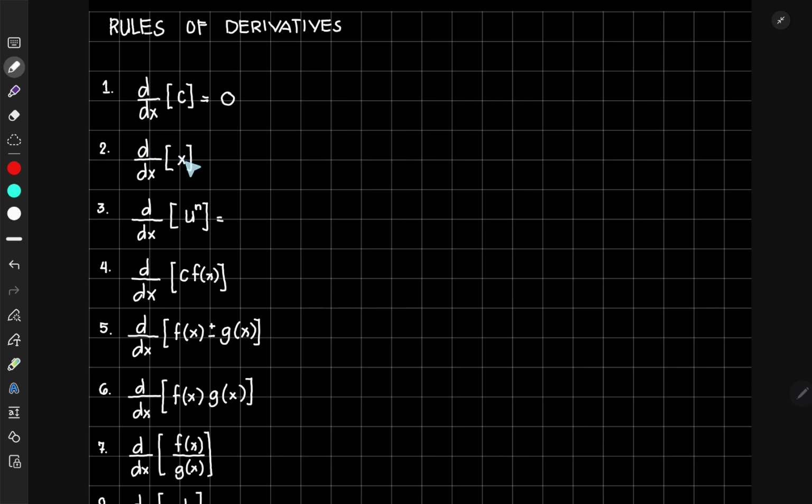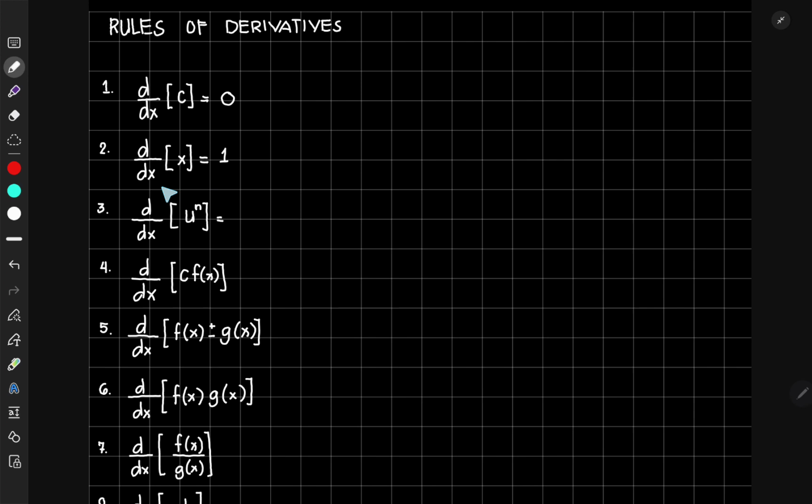While for our number 2, we call this the identity rule. So we have the derivative of x with respect to x, or dx over dx. This is equal to 1. Or any variable siya. Kung yung ginagamit nilang variable is y, okay din. So we have the derivative of y with respect to y, that is still 1. Kung derivative of a with respect to a, 1 din yun. So that is what we call the identity rule.